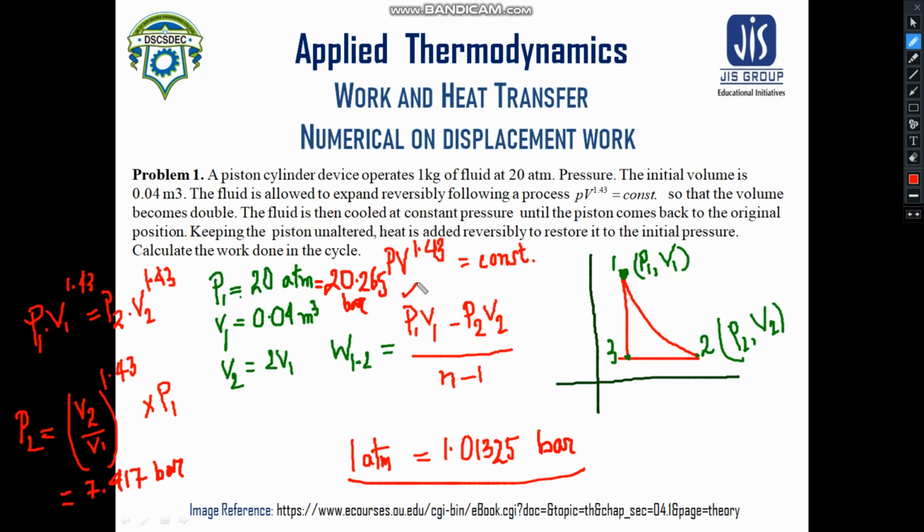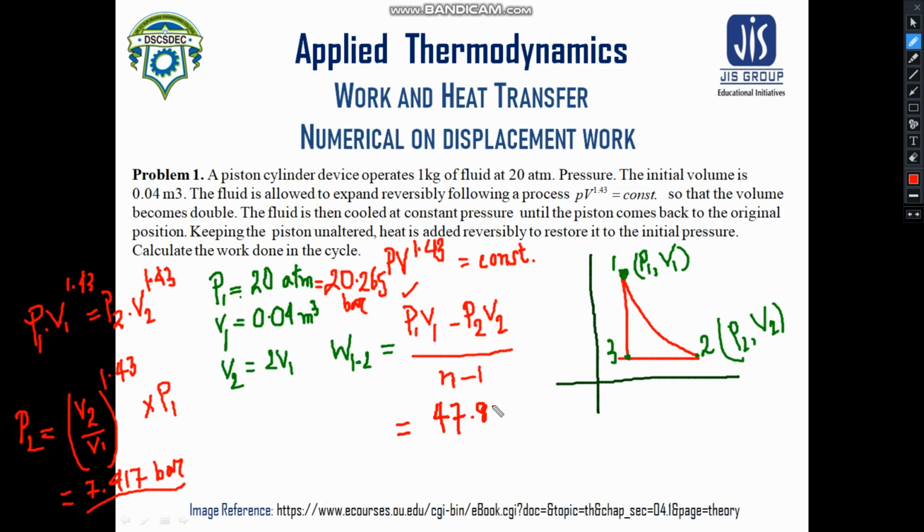Okay, so now you have P1 as 20.265, V1 as 0.04 meter cube, P2 as 7.417 bar, and V2 as 0.08, because it is the double of V1. So if you put these values and multiply this whole equation by 100, then you will find the work done in kilojoules. Ultimately the work done will be 47.82 kilojoules. So this calculation you need to do by yourself.